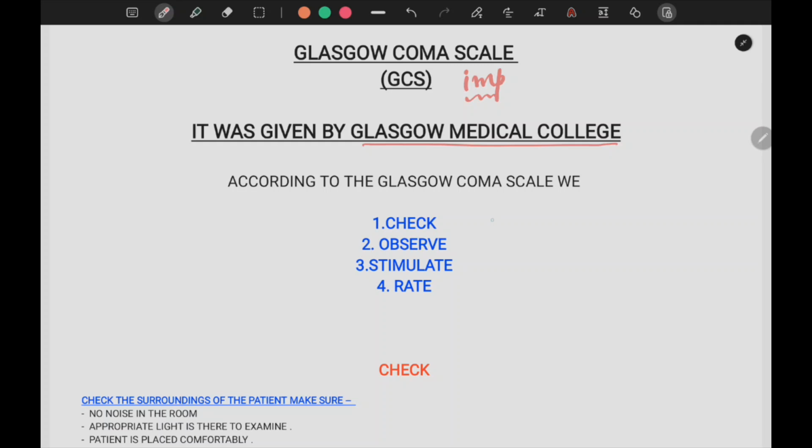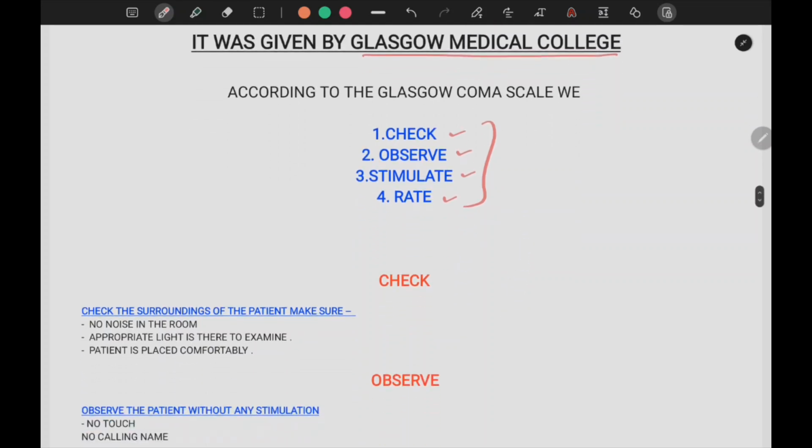Here we are going to check the patient on 4 scales. We are going to check, observe, stimulate and rate the patient. Now how are we going to do this? Let's see. For example, if any kind of injury has happened, or better to say any kind of major trauma has taken place, and the patient comes to the hospital, you have to rate the condition or the health of the patient at that time.